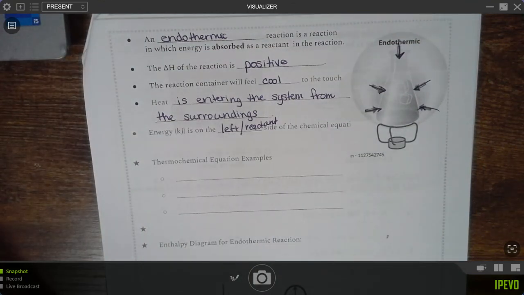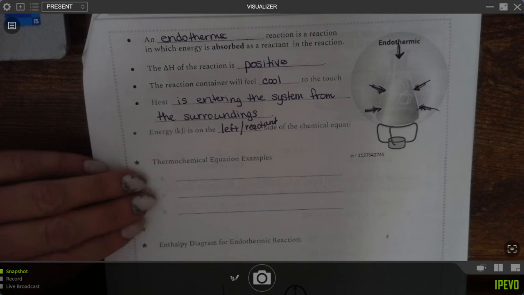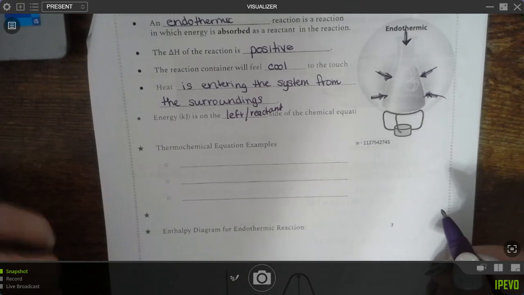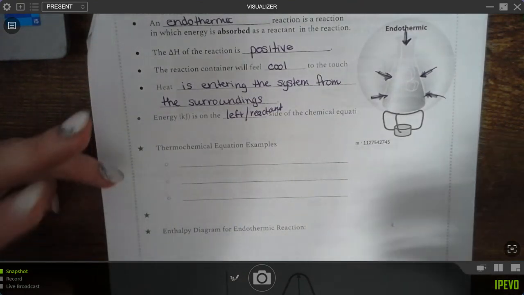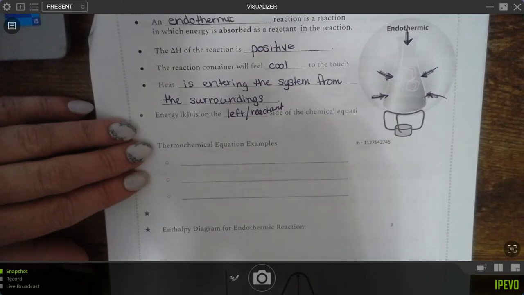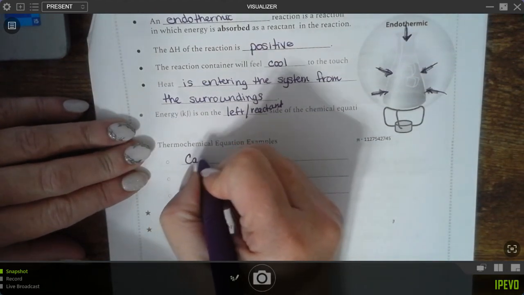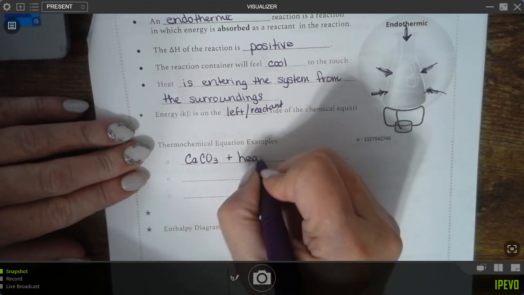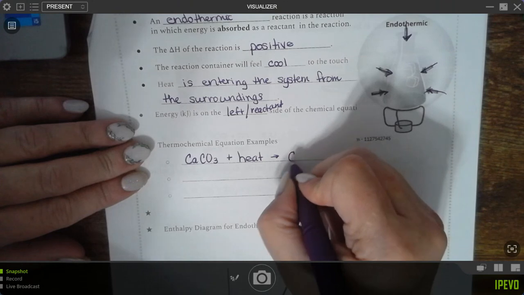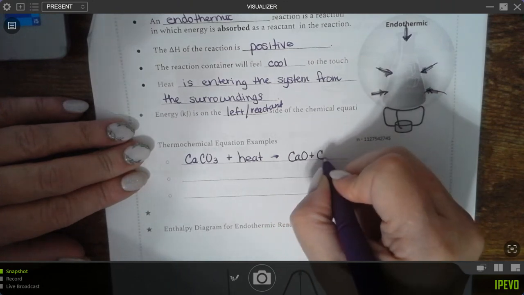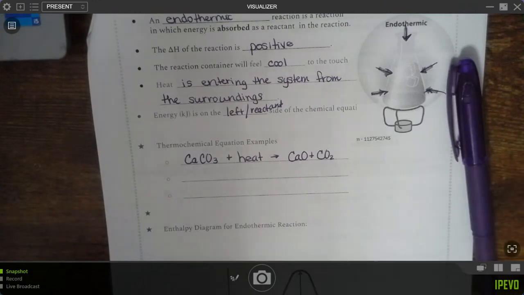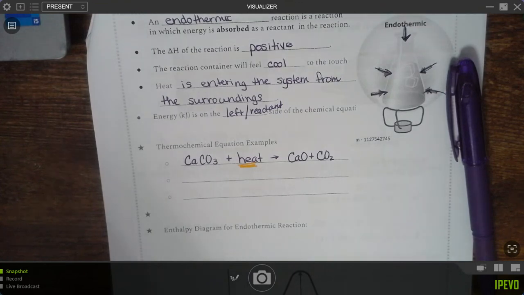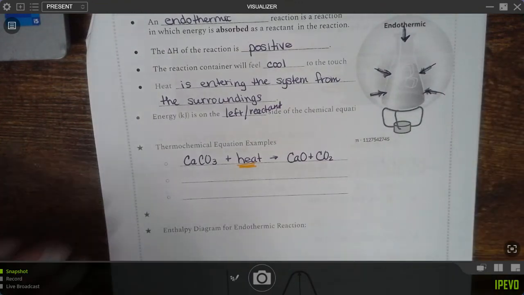So now let's look at some examples. These are called thermochemical equations. It's just a way of writing a chemical equation incorporating the amount of heat that's gained or lost. So we might see this as, for example, calcium carbonate plus heat produces calcium oxide plus CO2, carbon dioxide. The fact that my heat is on the reactant side tells me that this is an endothermic reaction.